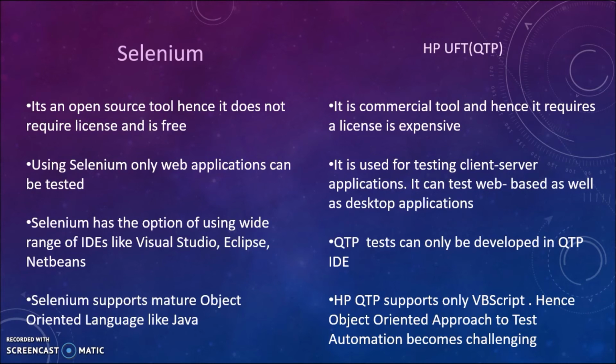Now, Selenium has great many options, like you can use it in Visual Studio, Eclipse, and NetBeans. QTP does not support those kinds of IDEs. It can only be developed in the QTP IDE. Selenium supports mature object-oriented languages like Java, whereas QTP does not. QTP only supports VB scripts. Hence, you have to have knowledge of VB script, and an object-oriented approach to test automation becomes challenging in Quick Test Professional.